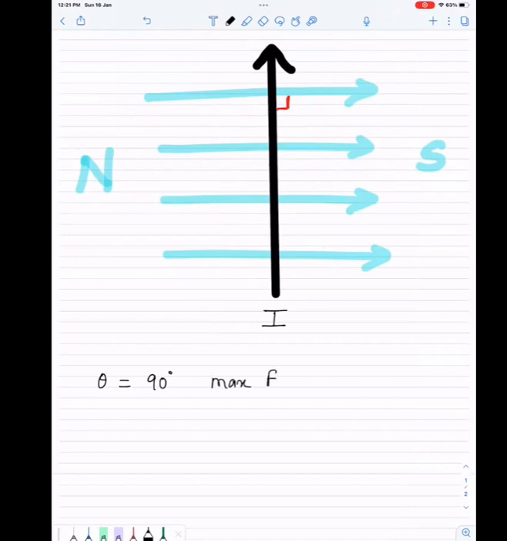Okay, when will it experience maximum force? When the angle is 90 degrees, or they are normal or perpendicular. You can use the word normal also. And if this angle is 0 degrees, when will the angle be 0 degrees?